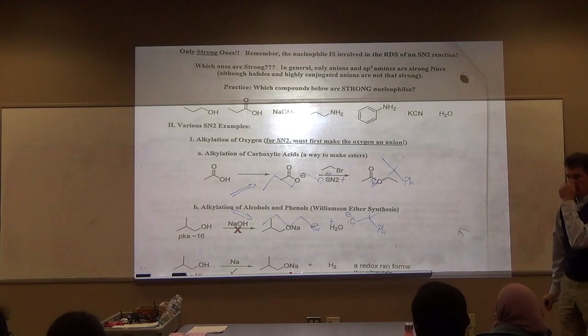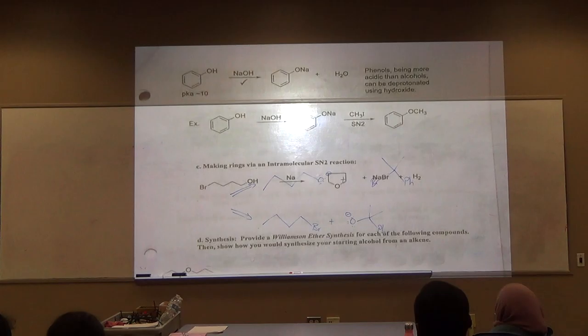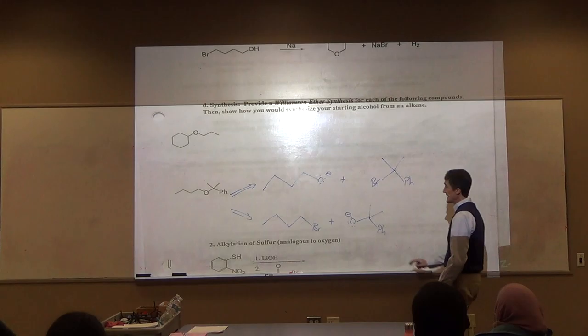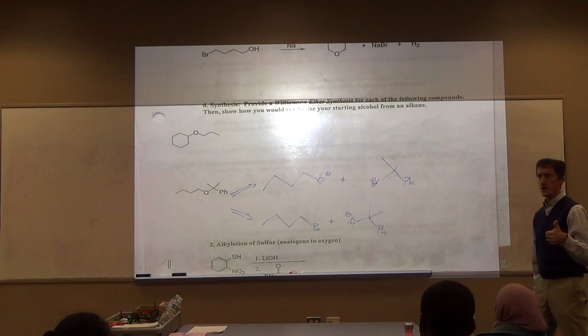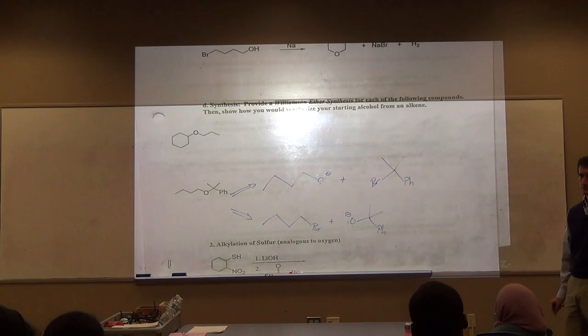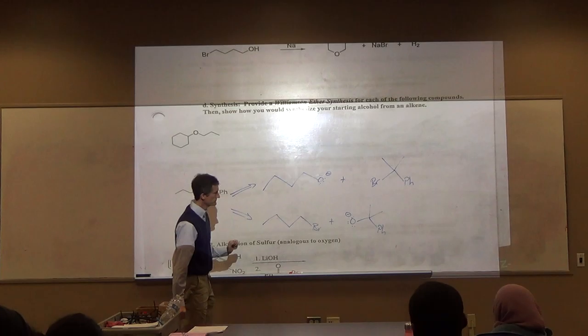Okay, guys, we've covered this. Strong nucleophiles: anions or sp3 amines. That's an anion, strong, okay? We've said that SN2 requires a strong nucleophile. What we have not said yet is, if we have a strong nucleophile, it will be SN2. These are SN2 reactions. Which reaction is best? The bottom one. Why? Because the leaving group is on a primary carbon.